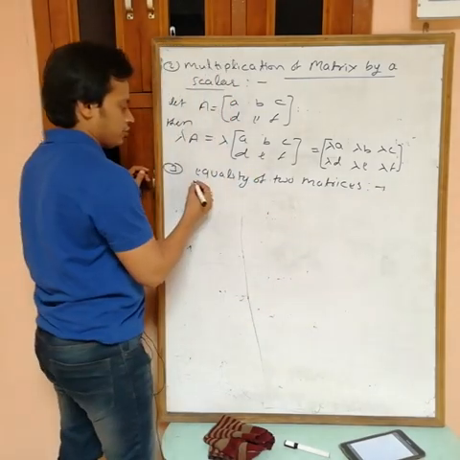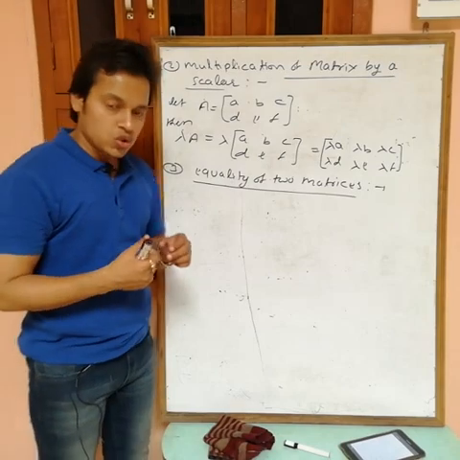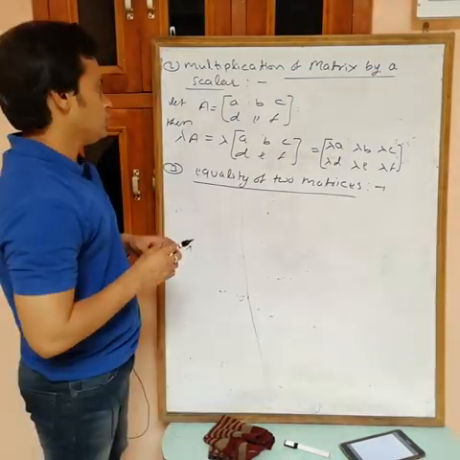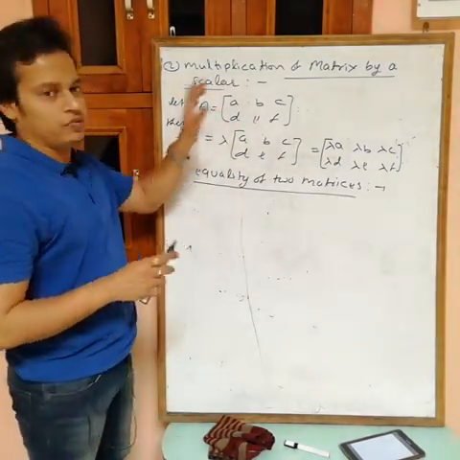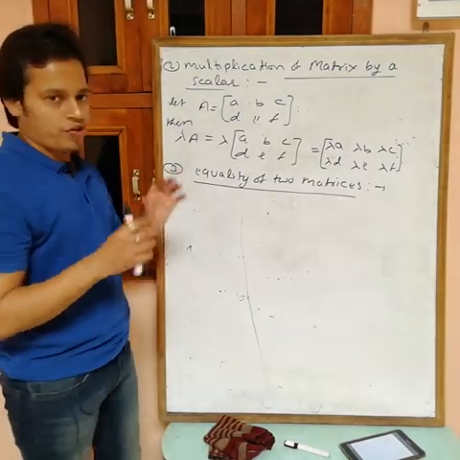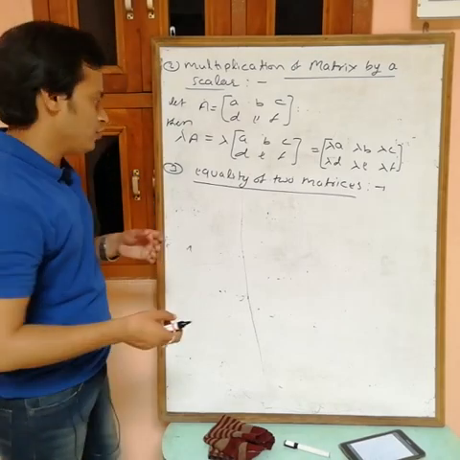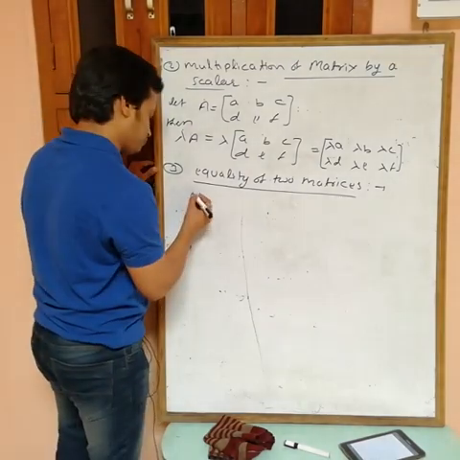Matrices or matrix, same thing. Okay, equality of two matrices. Actually, this matrix is equal to this one only. But we can write it in condition form: first, the order must be the same and the corresponding elements must be the same.